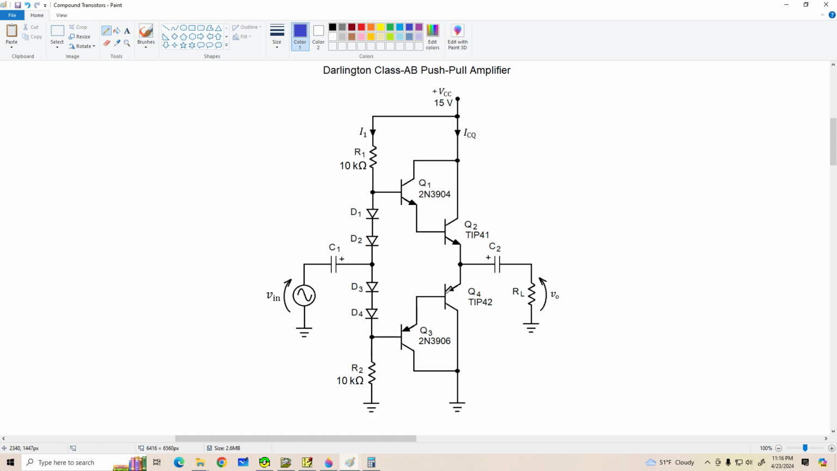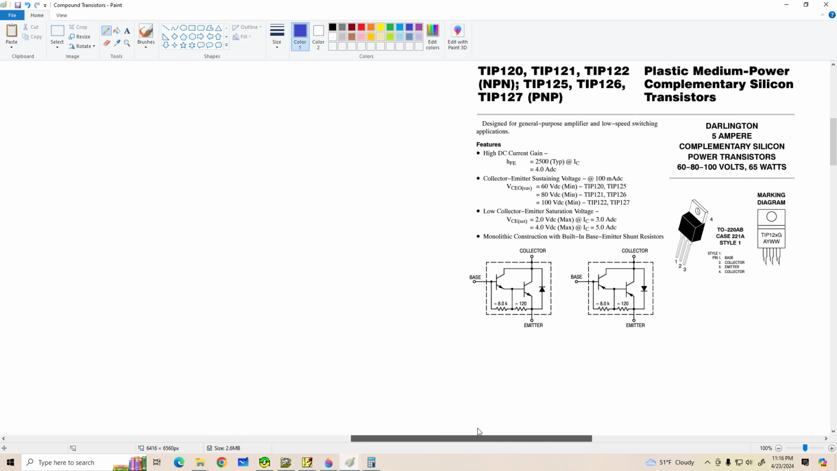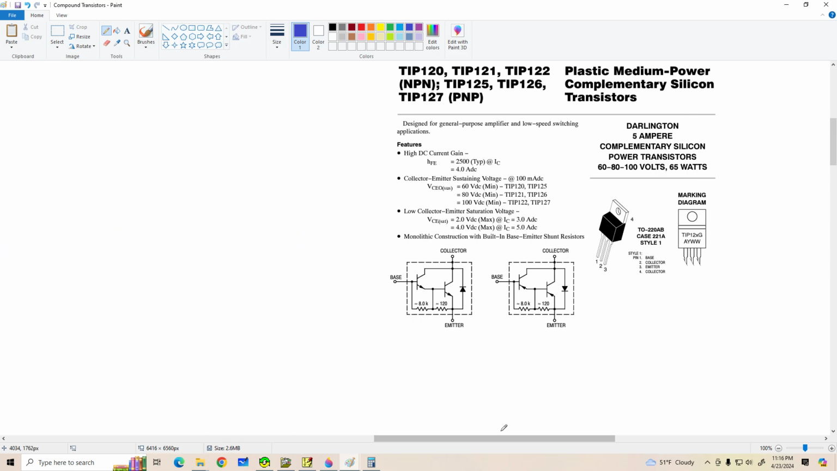So for right now, suppose we didn't want to actually construct our own Darlingtons out of discrete transistors. What we could do is use something like a TIP120 and 125 or similar, and these are monolithic Darlington transistors in a single TO-220 package. If we look at it, they're designed for general purpose amplifier and low speed switching applications.